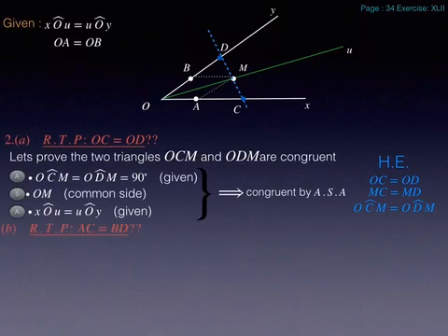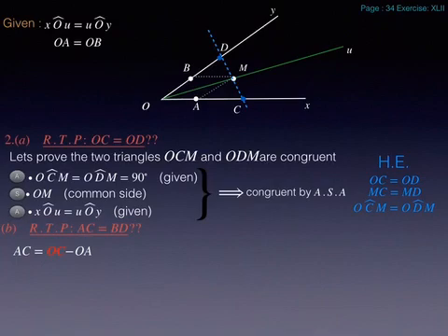Part 2B required to prove the two sides AC equals BD. Here, we are not able to prove the two triangles ACM and BDM congruent because we don't have enough information. So a second method, we learned, is to divide these two sides.